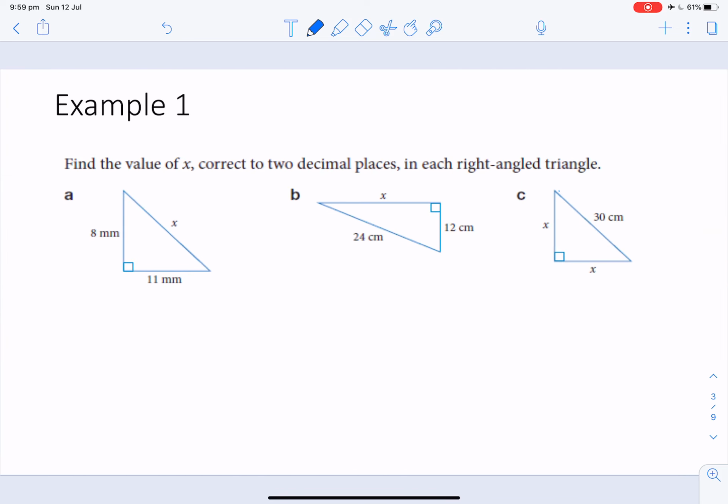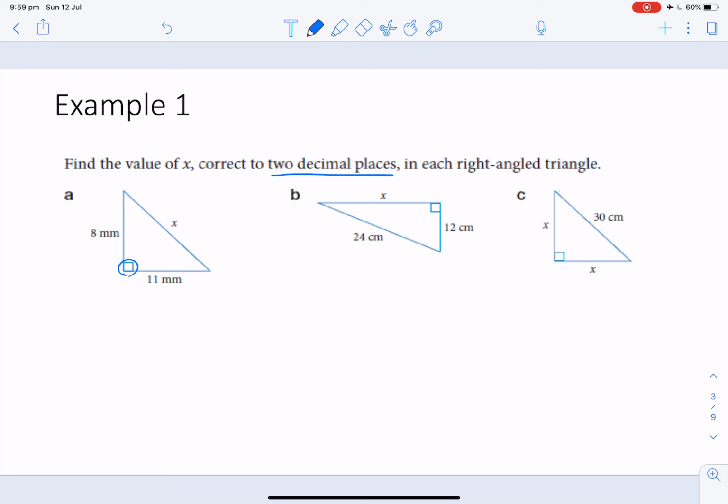All right, on to some examples. Find the value of x correct to 2 decimal places in each right angled triangle. So it's indicated that it's a right angled triangle. It's also shown us the little right angle in the corner.